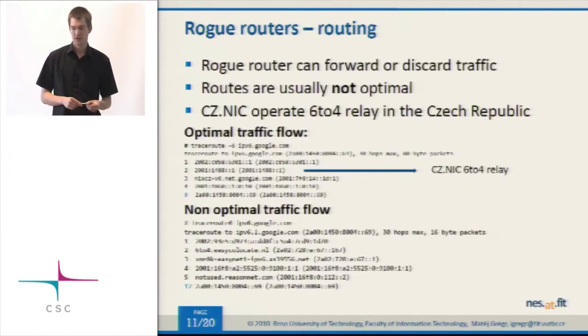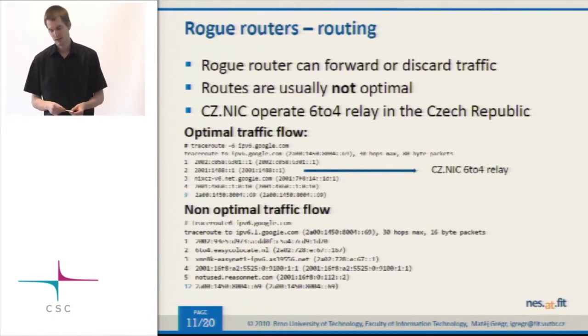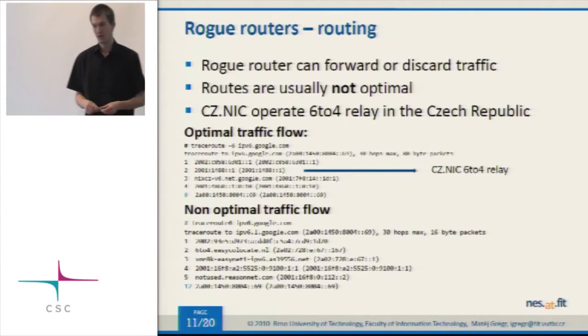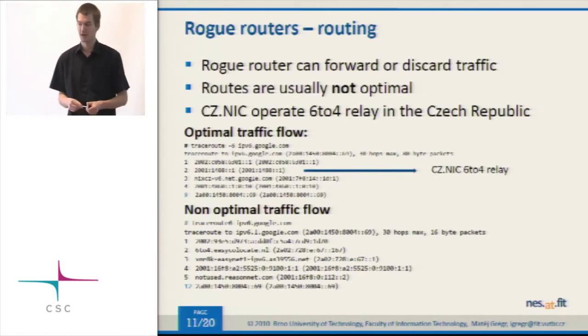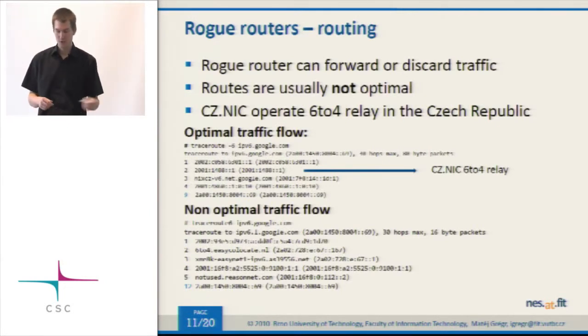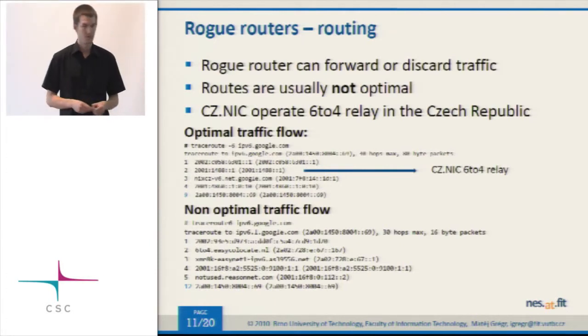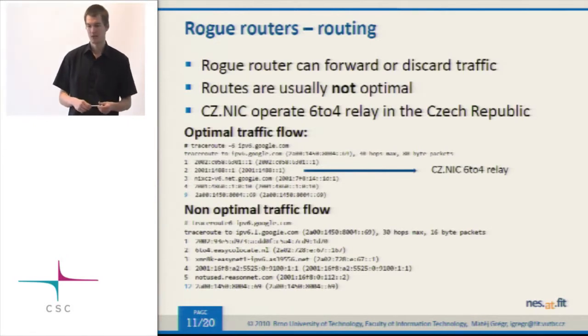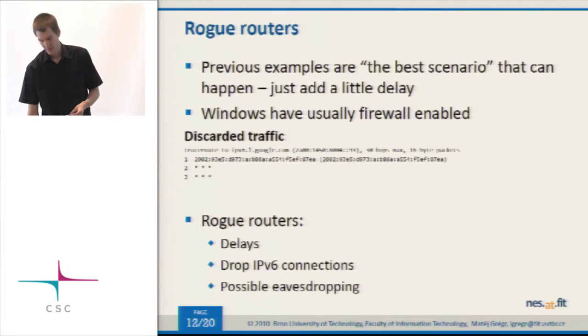So in the Czech Republic, CZ.NIC, which is the domain name registrar, uses a 6to4 relay, and so optimal traffic flow should be via this relay. However, this is the usual scenario. The flow first goes to the Netherlands and then goes back. So if I am using this 6to4 rogue router as my default gateway, and I am connecting to some web page or web server in the Czech Republic, the packet first goes to the Netherlands and then goes back to the Czech Republic. However, these are the best scenarios.